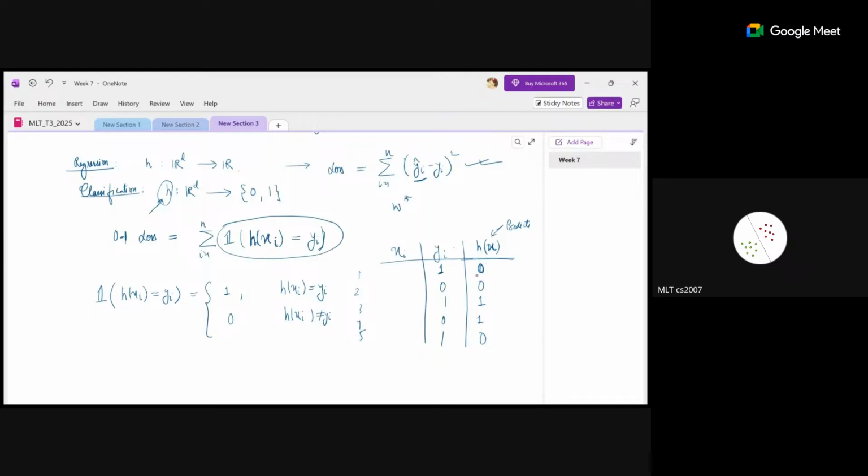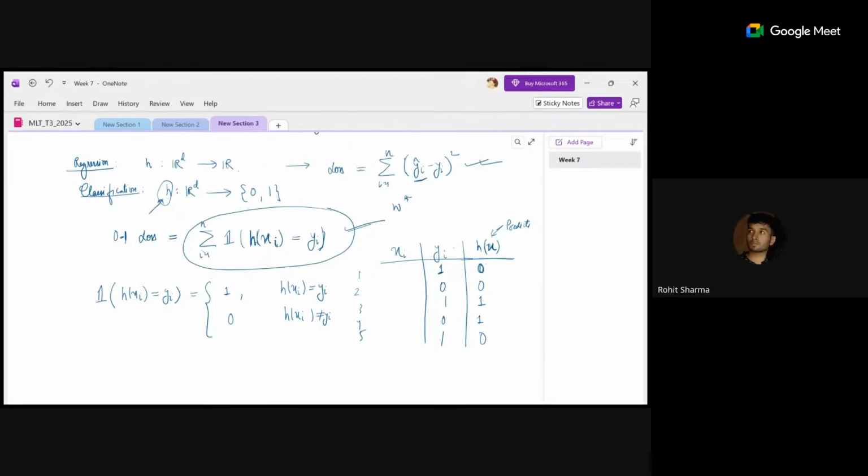So if I look at this example, what do you think this value should come out to? The number of ones, adding all the ones? No, tell me this value. What is this value going to be? 2 out of 5. Yes, this value is 2.